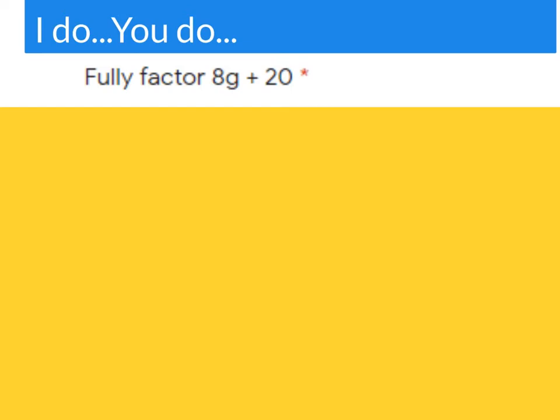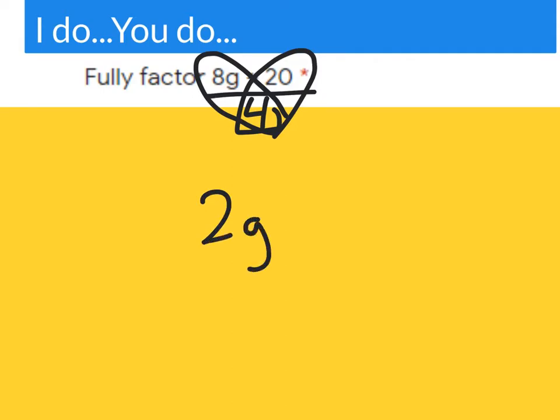Fully factor, that means I want to take out the greatest common factor. So I'm looking at 8G and 20. And the biggest number that fits into both of them is 4. So I want to divide both of them by 4. Factor, remember, is reversing the distributive property. So I divide this one by 4 and I divide this one by 4. So when I take 8G divided by 4, I get 2G. When I take 20 divided by 4, I get 5.